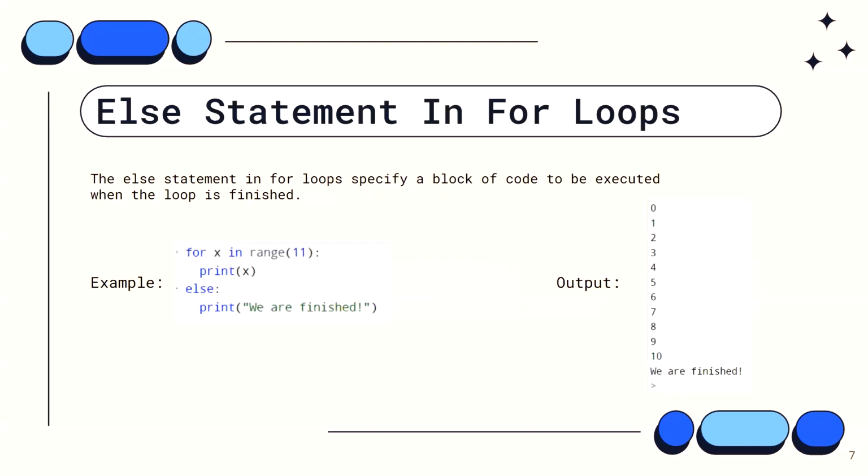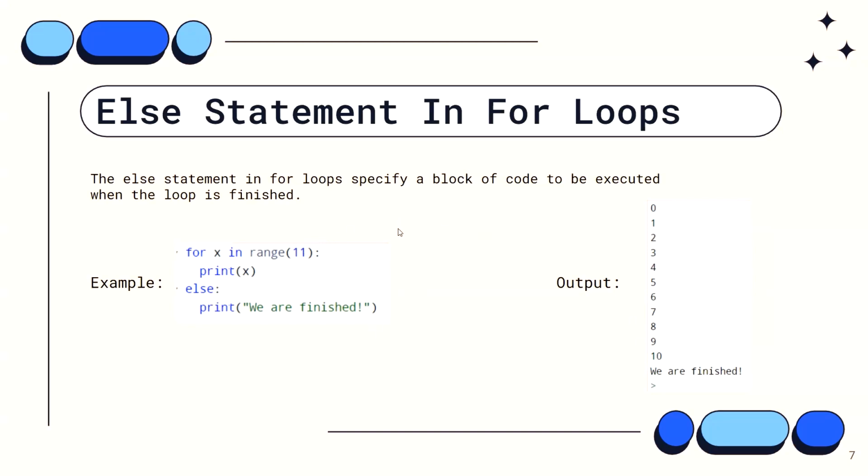Now, the else statement in for loops. The else statement in a for loop specifies a block of code to be executed when the loop is finished. You can see right here, for x in range. This is the range function, and what the range function does is it always starts from 0 and always increments by 1, and then you just specify what number you want it to end at. You can see I put 11 here, but 11 just means it'll stop at 10 because 10 is the last number less than 11.